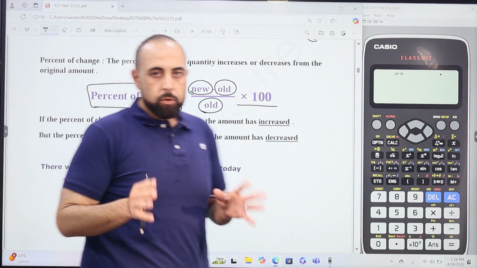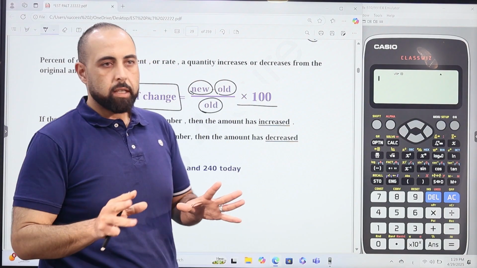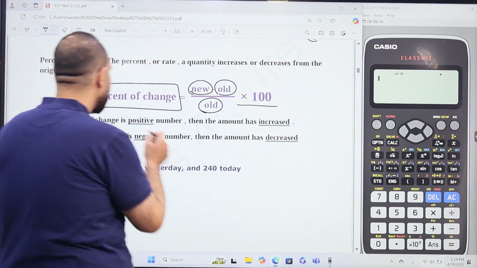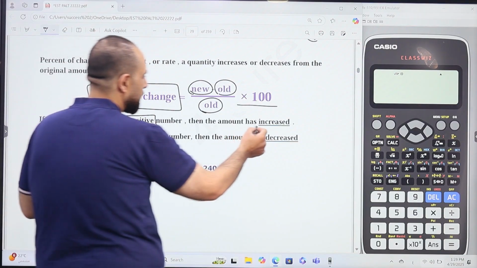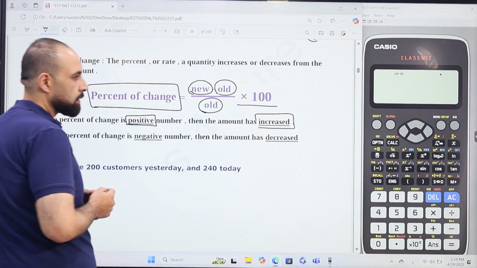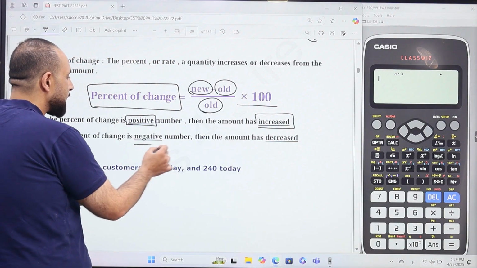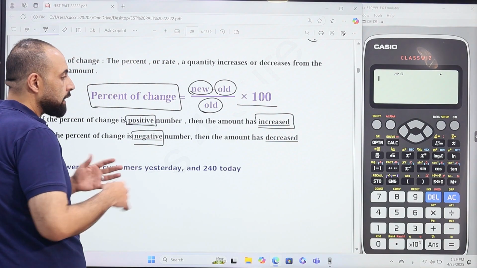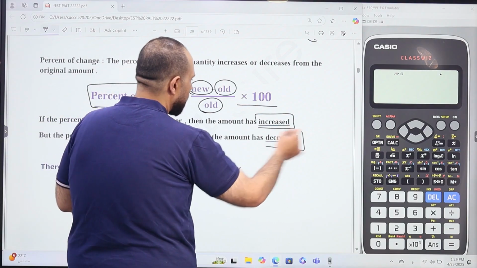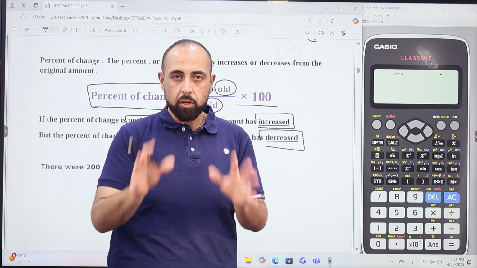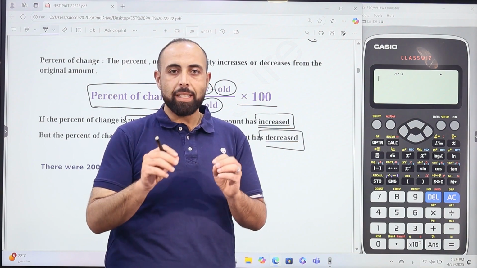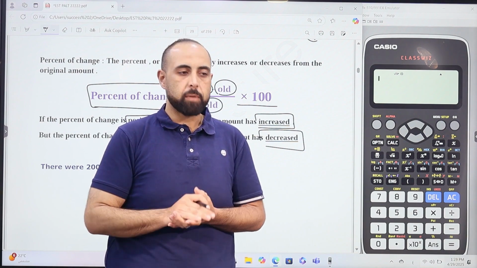Now we have two important notes. If the change comes out as a positive number, that means an increase by that percent. But if the number comes out negative, that means a decrease of the amount. So we should save the formula and use it when he asks about the change of percent.